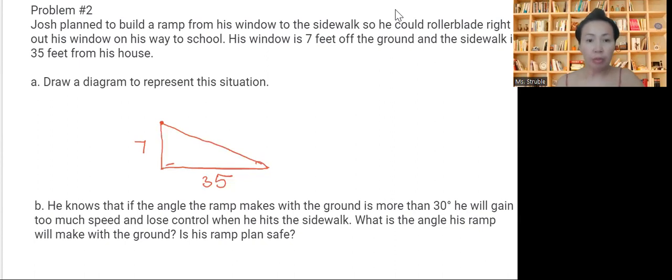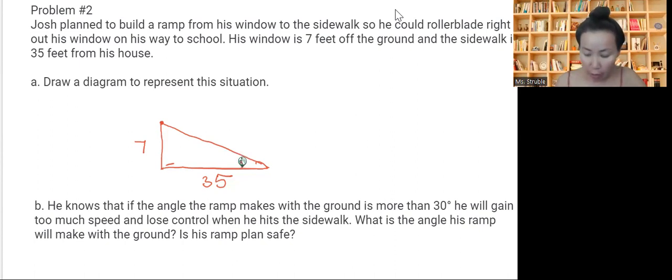And question B is, he knows that if the angle the ramp makes with the ground is more than 30, he will gain too much speed and lose control when he hits the sidewalk. What is the angle his ramp will make with the ground? Is his ramp plan safe?